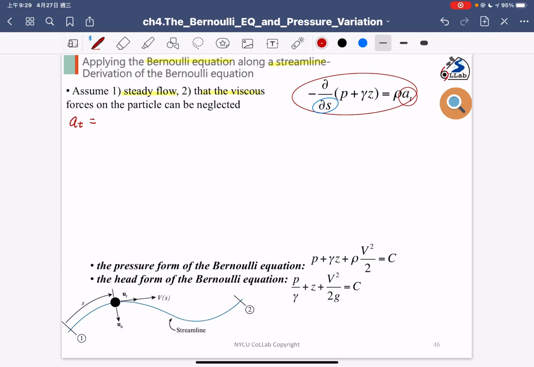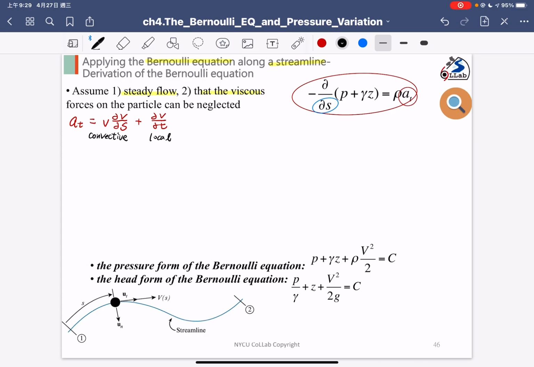So as I mentioned before, we have two acceleration terms. One is the convective, so we have dV along the straight line multiplied by V, plus the dV/dt, right? The first item we call the convective acceleration, and the second item we call the local acceleration.